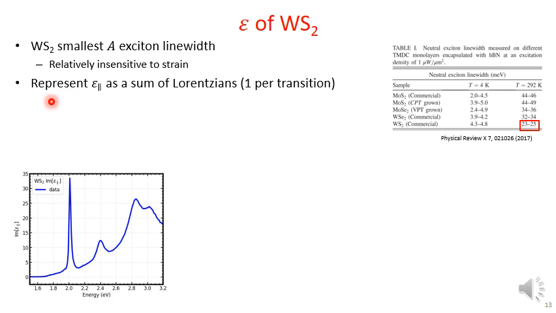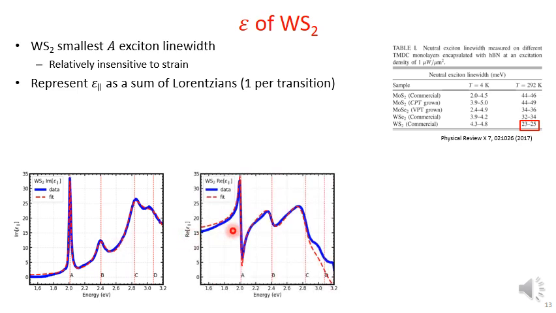To be able to calculate the strain-dependent dielectric function of monolayer WS2, we represent its dielectric function as a sum of Lorentzians, one Lorentzian per transition, per exciton or per feature. Here I am talking about the in-plane dielectric function. We fit it to the sum of 4 Lorentzians. This is the imaginary part, and the same dielectric function can fit the real part fairly accurately as well. There's some mismatch near the C and D features, but that's not important because we will be interested in the A exciton region.